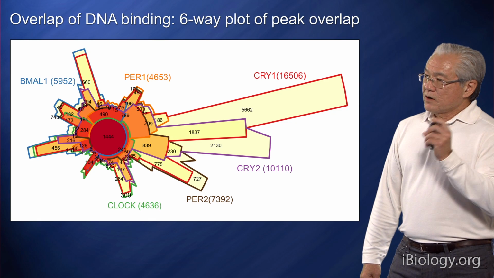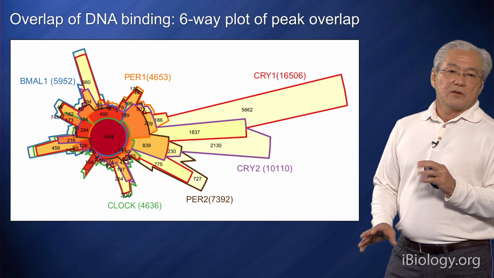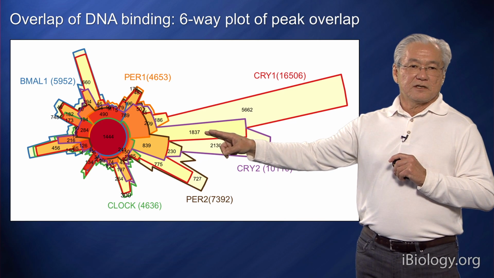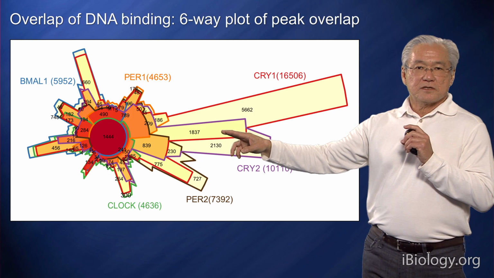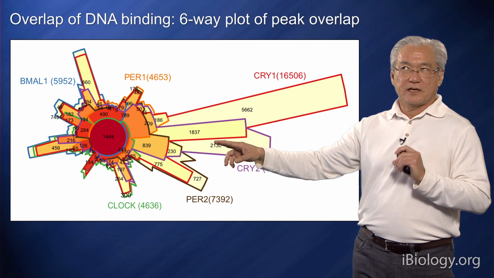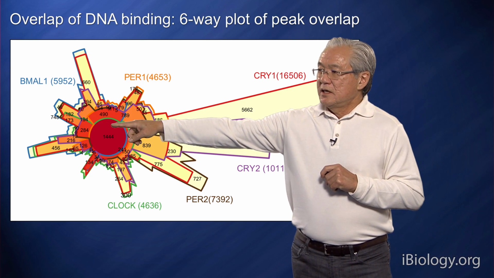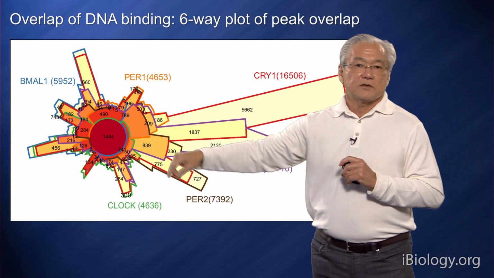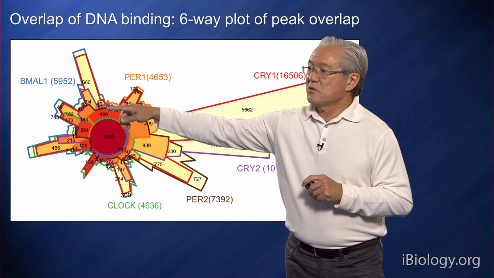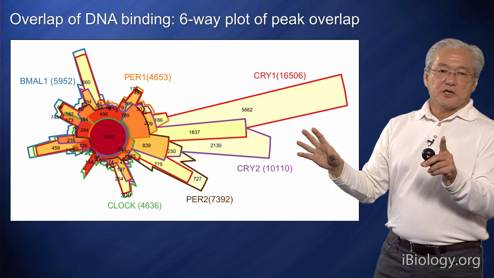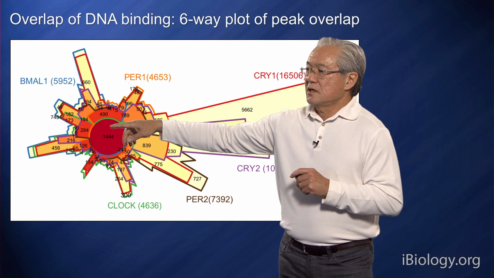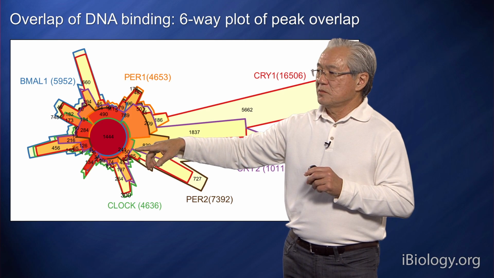So where are these sites, and are they binding to similar sites in the genome? So this complicated Venn diagram, which is called a Chow-Ruskey diagram, shows the 6-way overlap of CLOCK, BMAL1, PER1, PER2, CRY1, and CRY2. In the middle is 1,400 sites where all 6 factors bind the same site, 6 out of 6. And then around the perimeter are all the various combinations, 5 out of 6, 4 out of 6, 3 out of 6, 2 out of 6. And so you can see that that binding pattern is a little bit complicated.